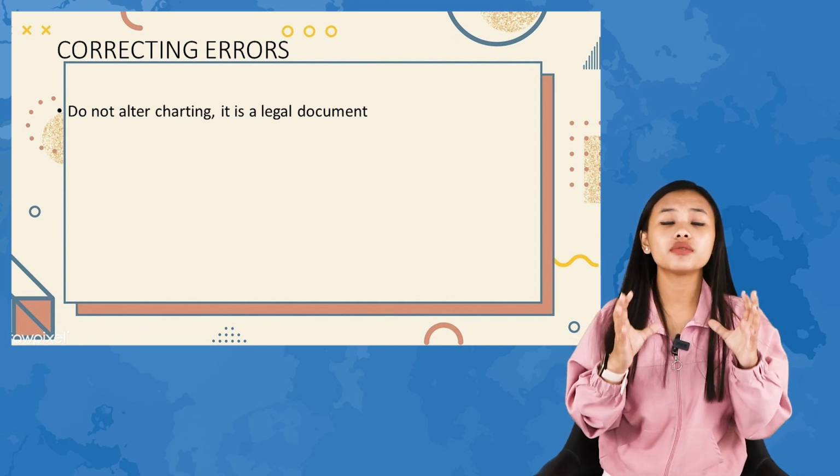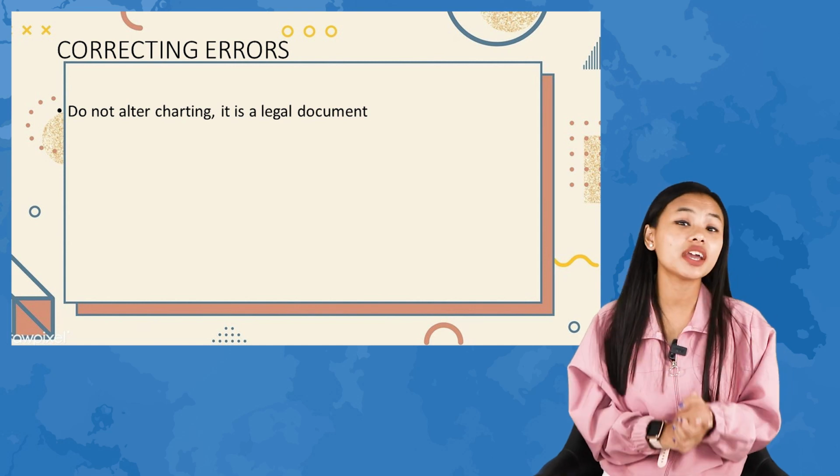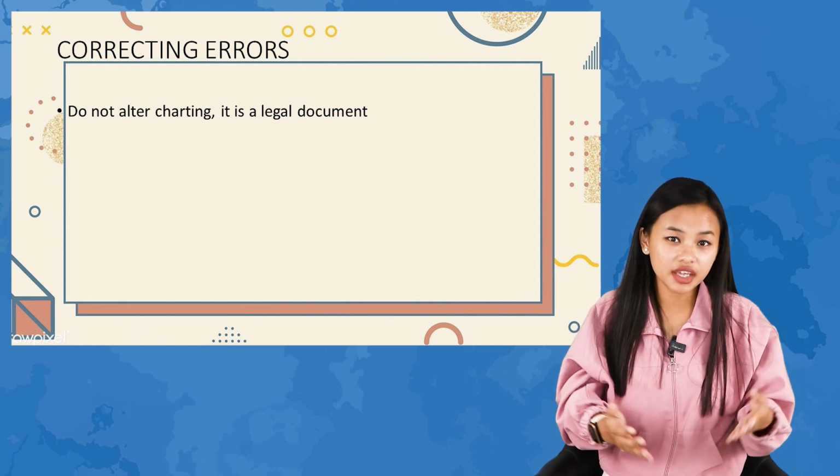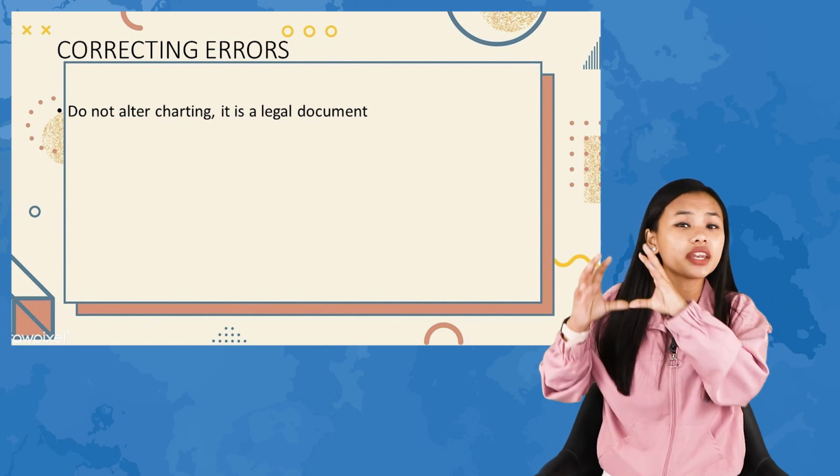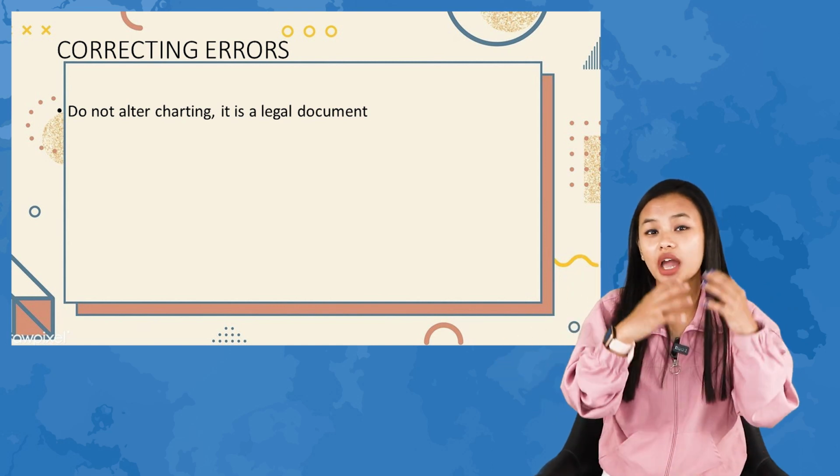So these are the various things that you can do in case you have made any errors, or have made any correction on the errors which have been made by you. These are the various things you can do while you are correcting the errors.